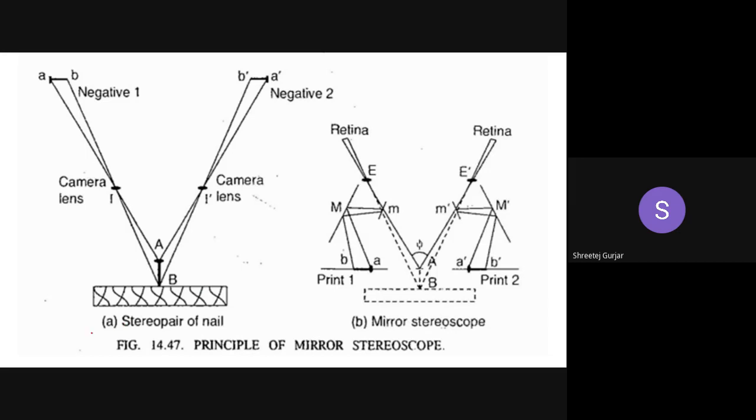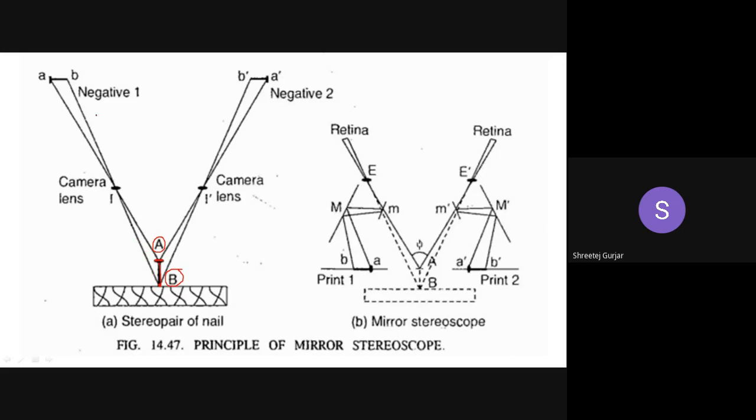Coming to the first figure, figure number 4.14.47a. This is a real life image wherein we have a piece of wood on which we have hammered a nail. You can see the top of the nail, the head of the nail, which is marked as capital A, and this is the body, and this bottom point is marked as B. The head is A and the bottom is B.